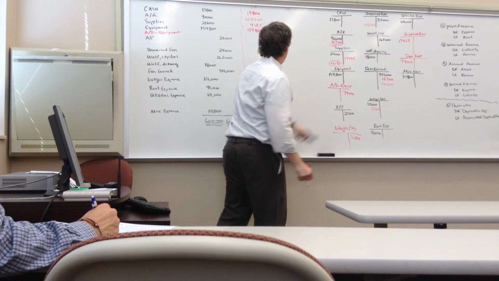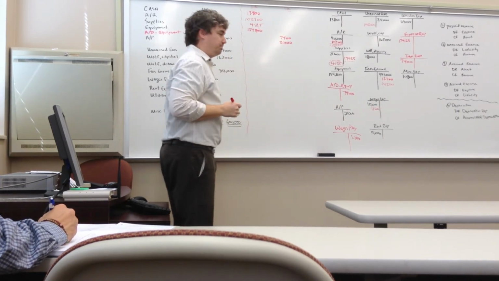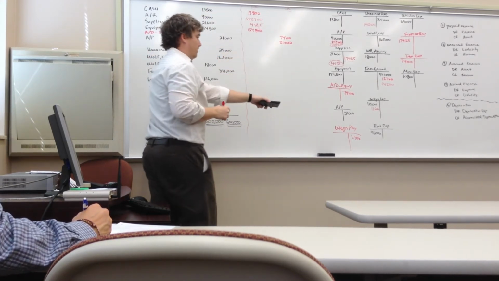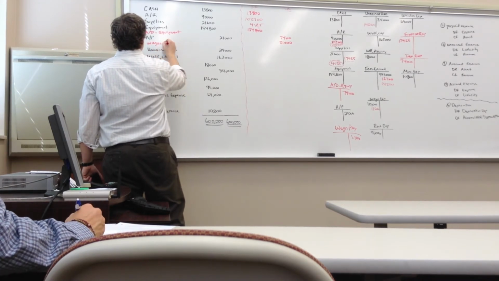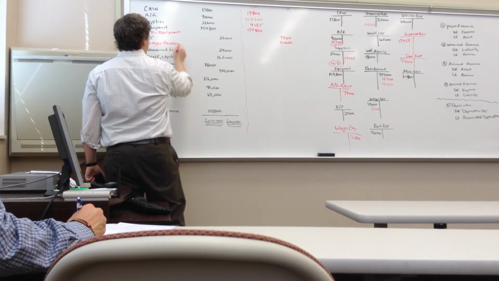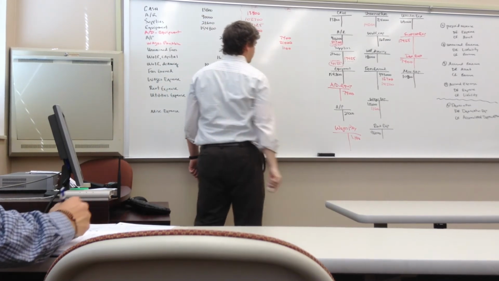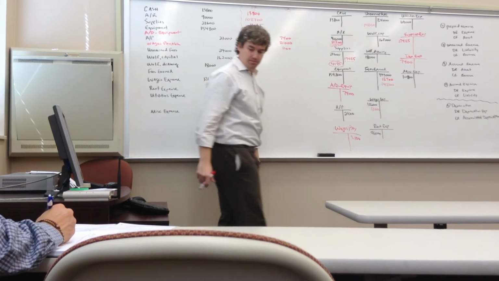Accounts payable, nothing happened with accounts payable, so it's still 21,000. Wages payable. I don't have wages payable yet, so I've got to add wages payable. The balance is 1,100. Here we are. We got that side taken care of.